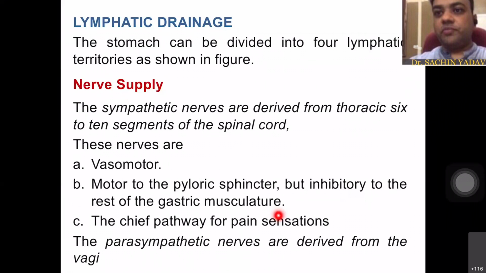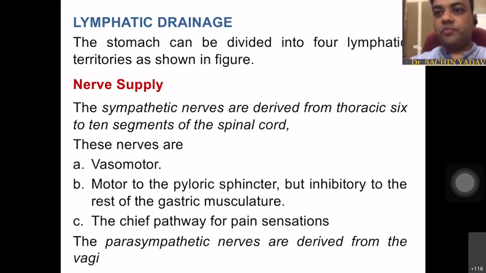So how is the retention caused? Retention of the food material occurs by relaxing the muscles, that is the circular and longitudinal smooth muscles of the GI system, and contracting the sphincter so that the food material can be retained in the GI system. Okay, and the pain sensation is mainly through the sympathetic nervous system.